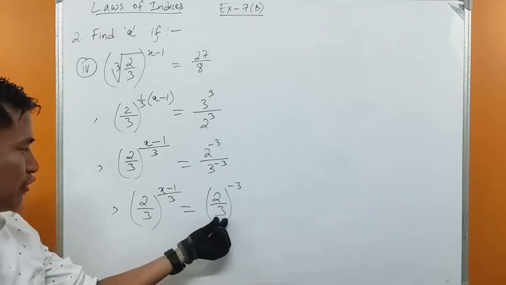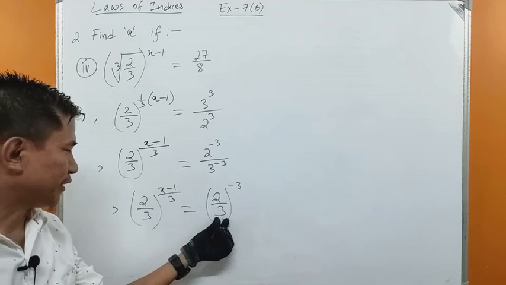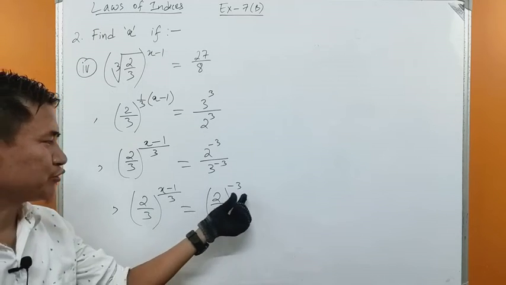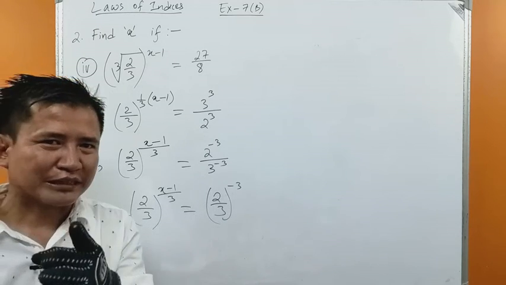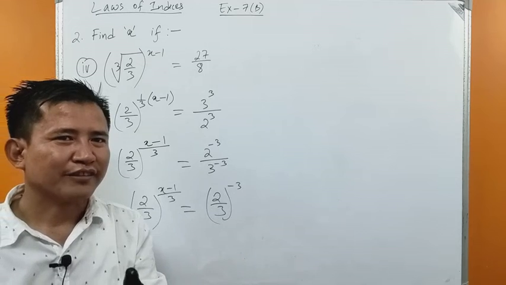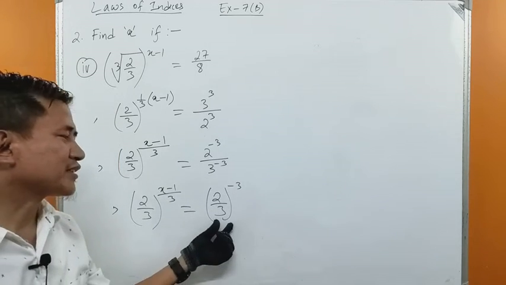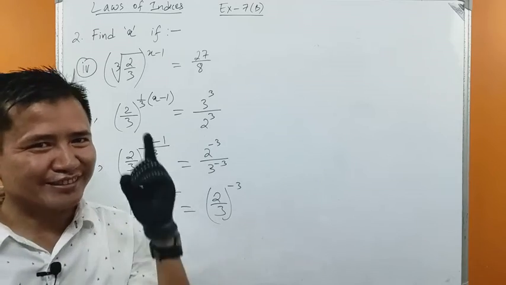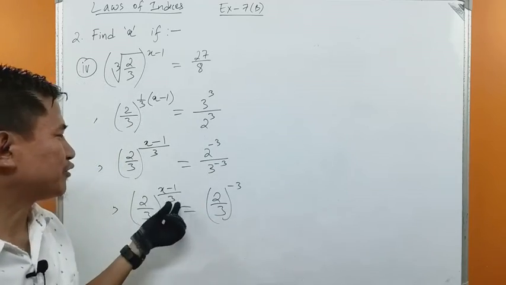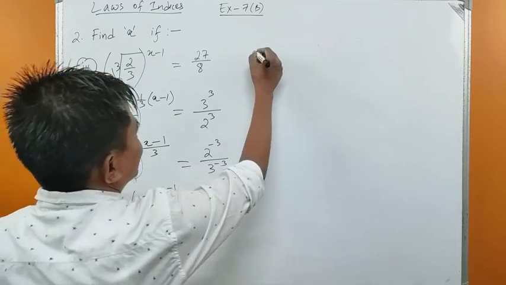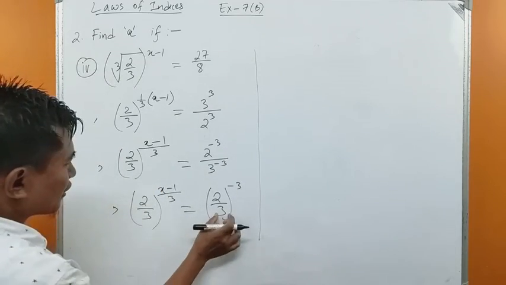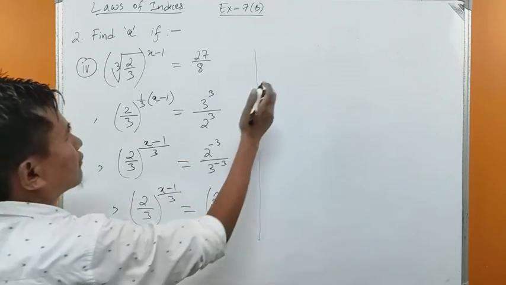So we have the base equal, 2 upon 3 and 2 upon 3, which means their powers should also be equal. But please remember, if their powers are equal, it is not necessary their bases should be equal. But if the bases are equal, then it is mandatory, it is always the powers will be equal. So keep this in mind, their bases are equal means their powers should be equal.